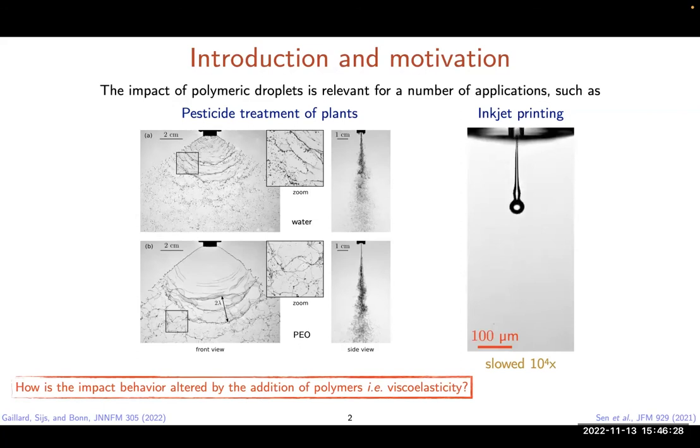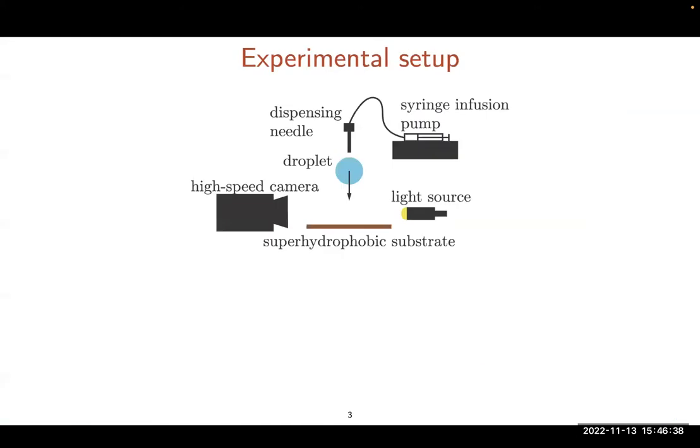And what these polymers do is effectively add viscoelasticity to your liquid. So the question is, how is the impact behavior altered by essentially the addition of viscoelasticity? To do so, we developed a very simple experimental setup. We have a droplet impacting on a superhydrophobic surface. We're going to look at it from the side with a high-speed camera.